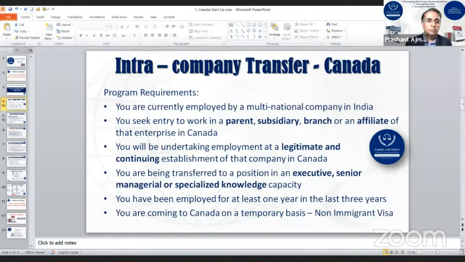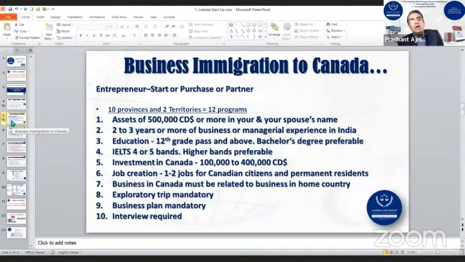The second program is business immigration to Canada. As you know, Canada has 10 provinces and 2 territories, so there are 12 different programs. Obviously, if we start talking about all of them, it will take another hour and a half. But in general, the analysis of these programs can be summarized in this one slide, whereby you have to show, as an Indian businessman, senior executive or managerial person, that your net personal assets, in your name and your spouse's name, are at least $500,000, or about 3 to 4 crores and above.